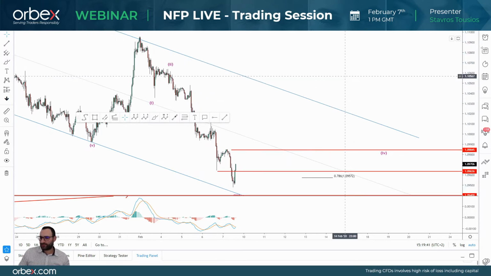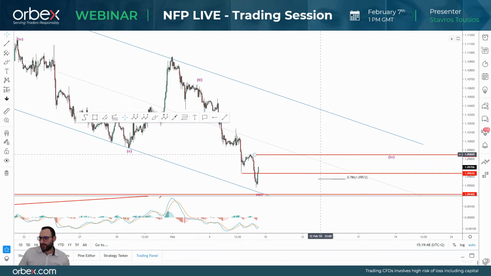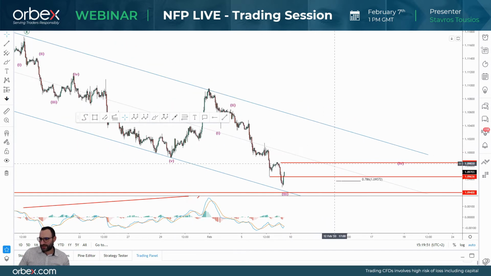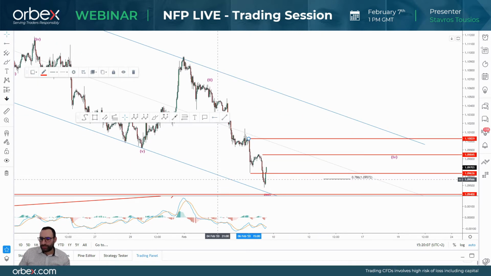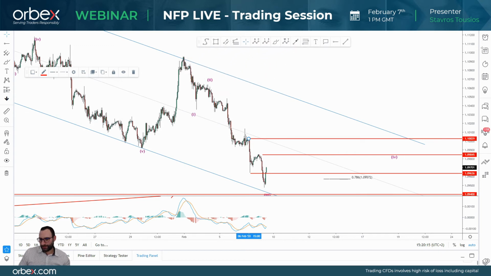On euro dollar, I've drawn the 1.0985 and the previous low over here, 1.0963. I'm not even sure if it makes sense to name those levels. You can simply open your charts and draw the same exact levels as I'm drawing right now. Depending on where the market is going to be at the minute before the release comes out, we can always go ahead and draw further different levels, right?